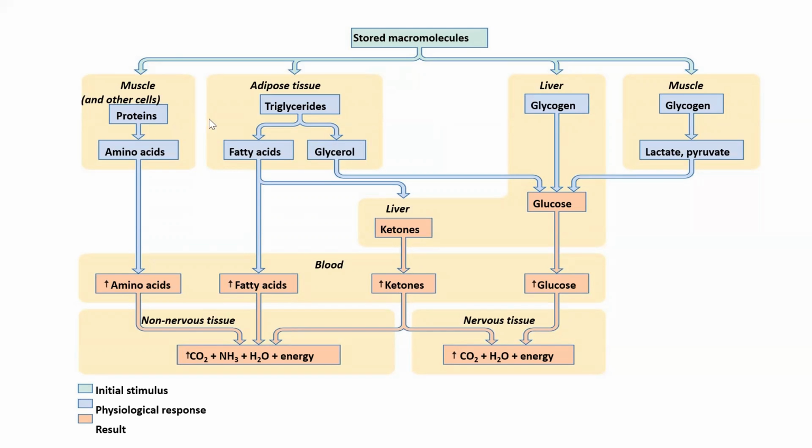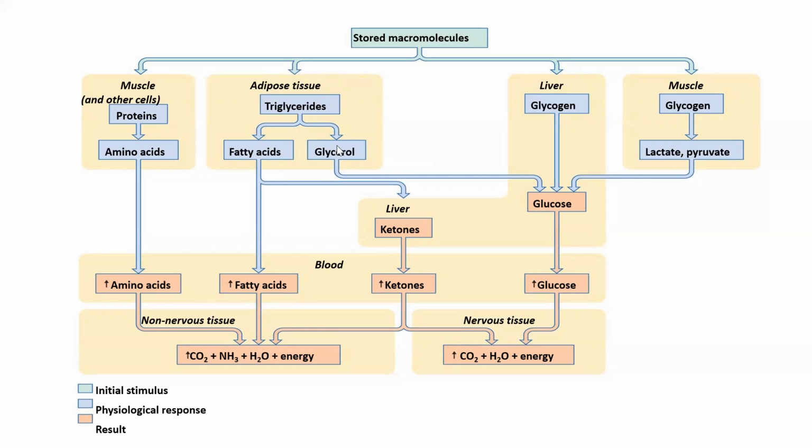And again, while protein is the first one that's shown here, this is really the last resort, right? We don't usually tap into our muscles. We don't break down our muscles first when we're trying to find these storage forms of energy. But we can, right? We can if we need to. So proteins can be broken down to amino acids. Those amino acids can help to liberate energy for non-nervous tissue. Again, the brain is not going to be able to use the breakdown products of proteins to liberate energy.